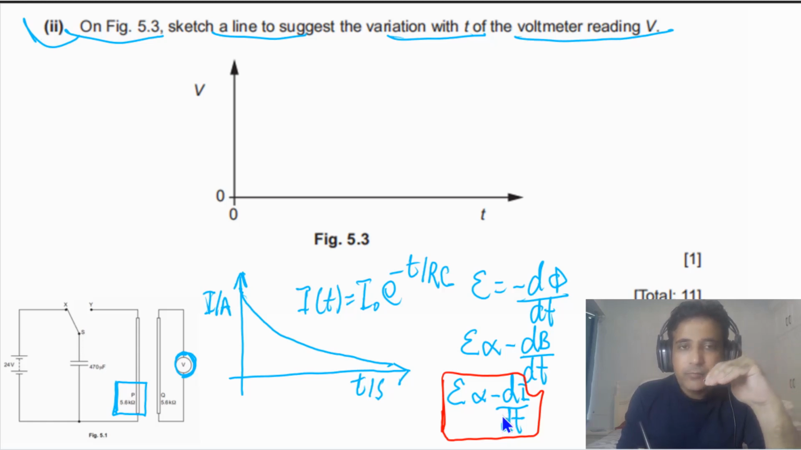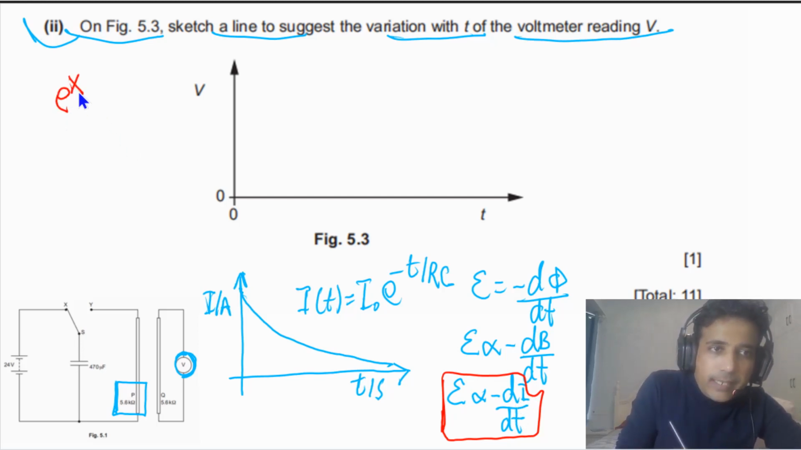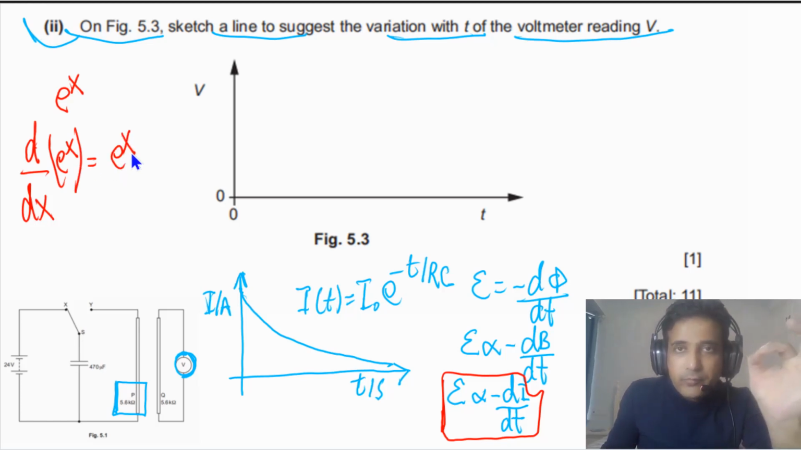Actually, the shape of the EMF graph and the shape of the I against t graph will be the same, because if we have e^x and we take the derivative of e^x, they are the same. The derivative of e^x is equal to e^x. So it means the e^x graph and the derivative of the e^x graph have the same shape.